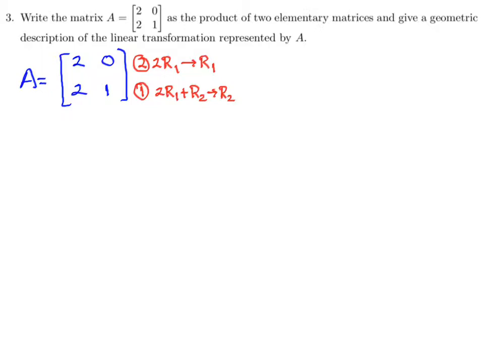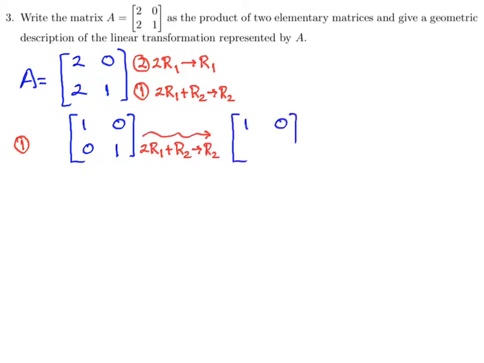If I identify these two in this order, I'm going to write down the 2 elementary matrices, E1 and E2. So the first row operation was 2 times row 1 added to row 2. So let's do that to the identity matrix. 2 times row 1 added to row 2 gives us [1, 0; 2, 1]. So let's call that E1.